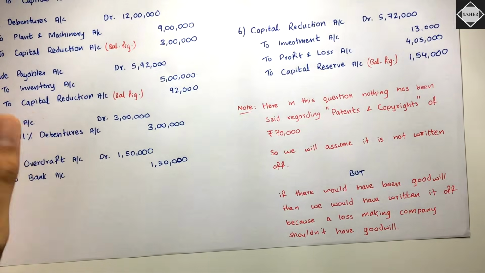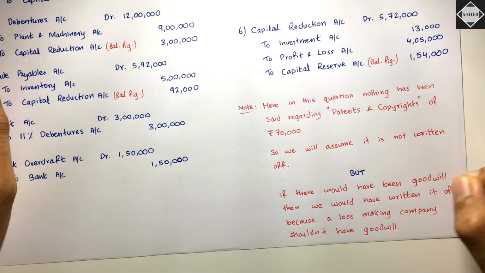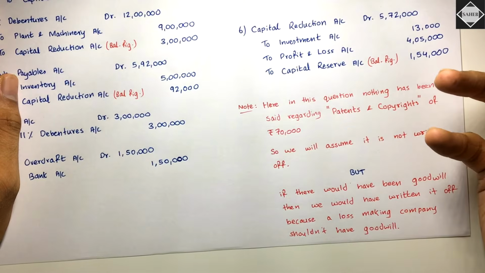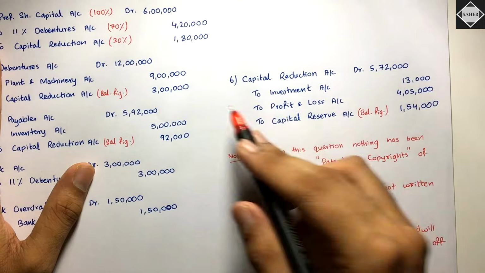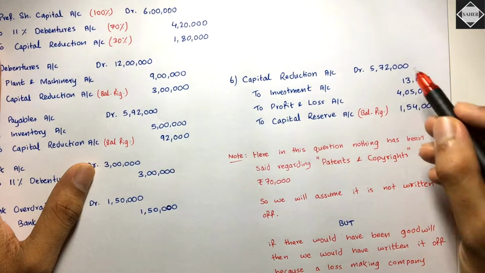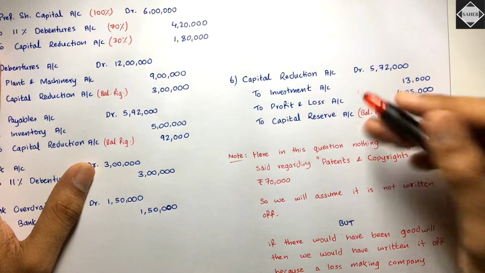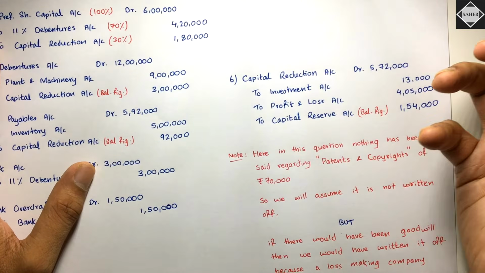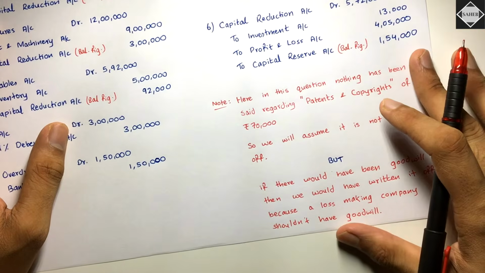But then you also have to understand, it's up to you. You will not lose any marks if you write a proper note down below that you have assumed so and so and you are not writing it off. And let's say, for example, in capital reduction you didn't have any balance left. Let's say you had 1 lakh over here and everything has been written off, and that capital reduction balance has become 0 or negative. In that situation, you will not write off patents and copyrights or goodwill. You will abstain from doing that.